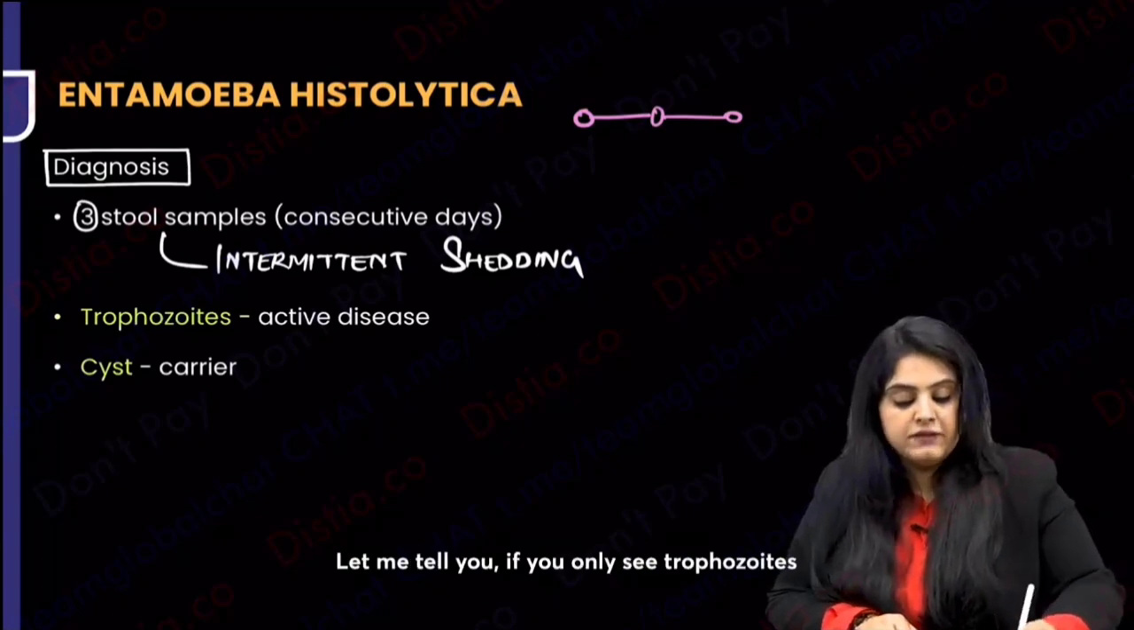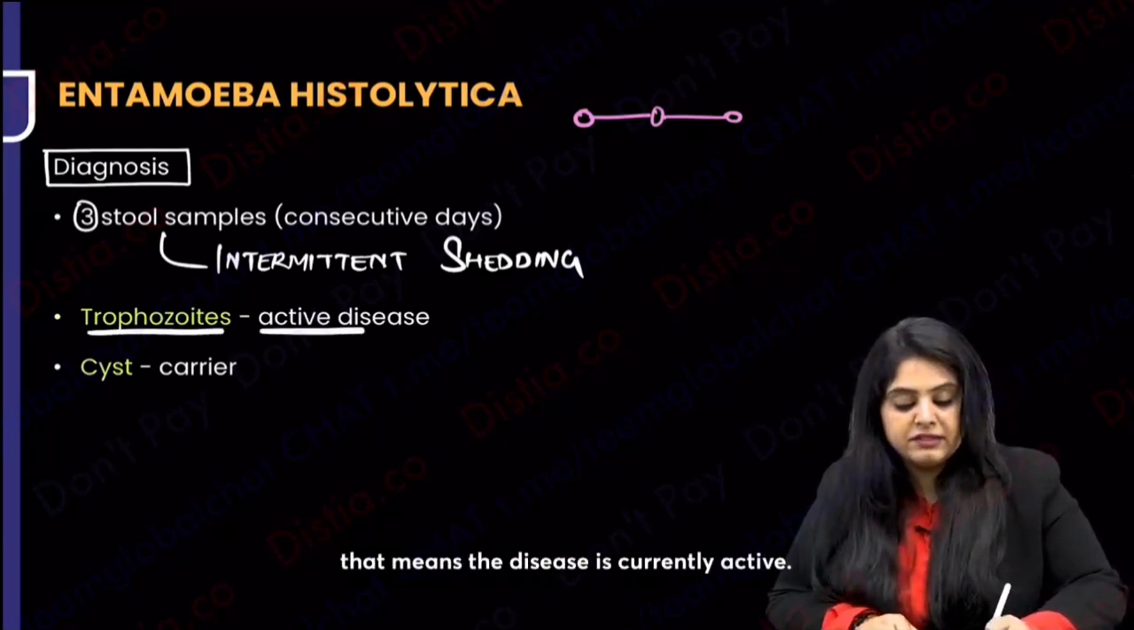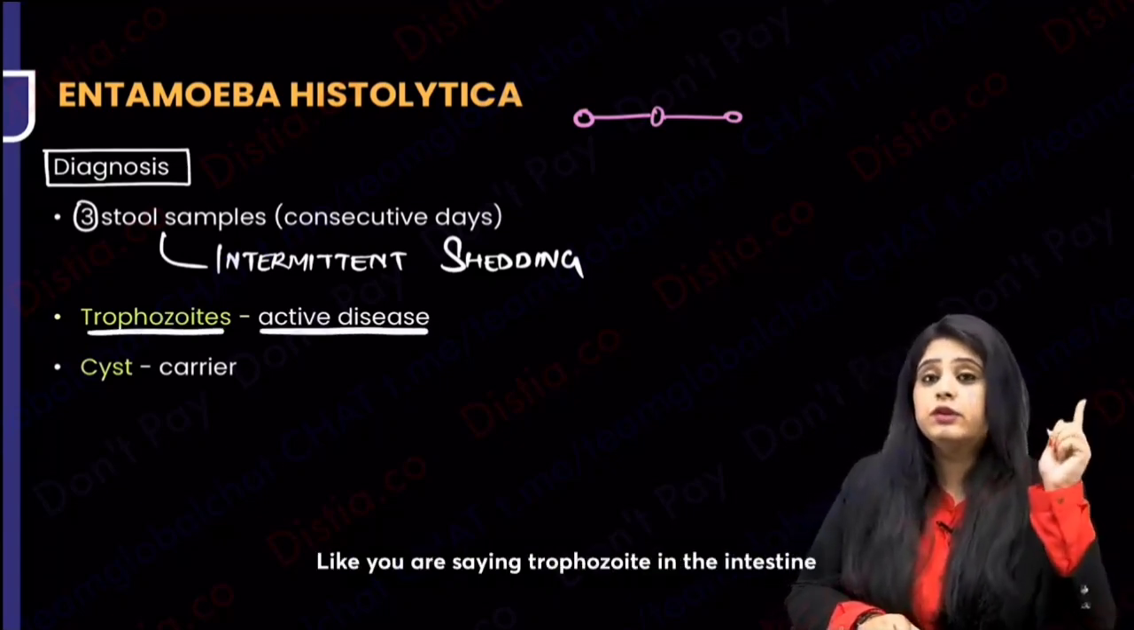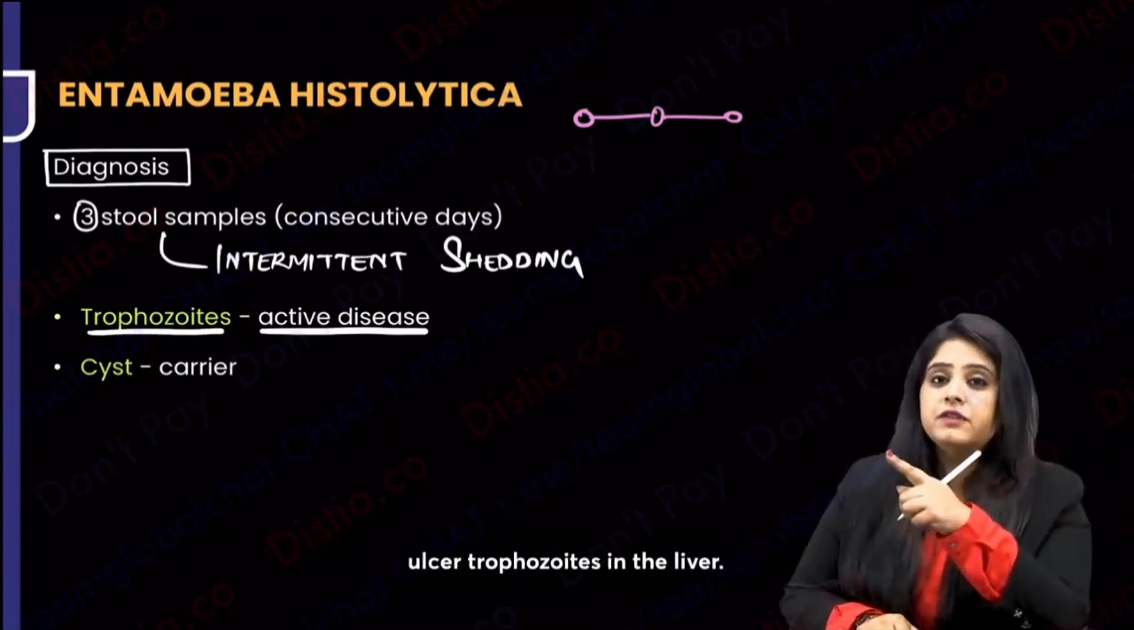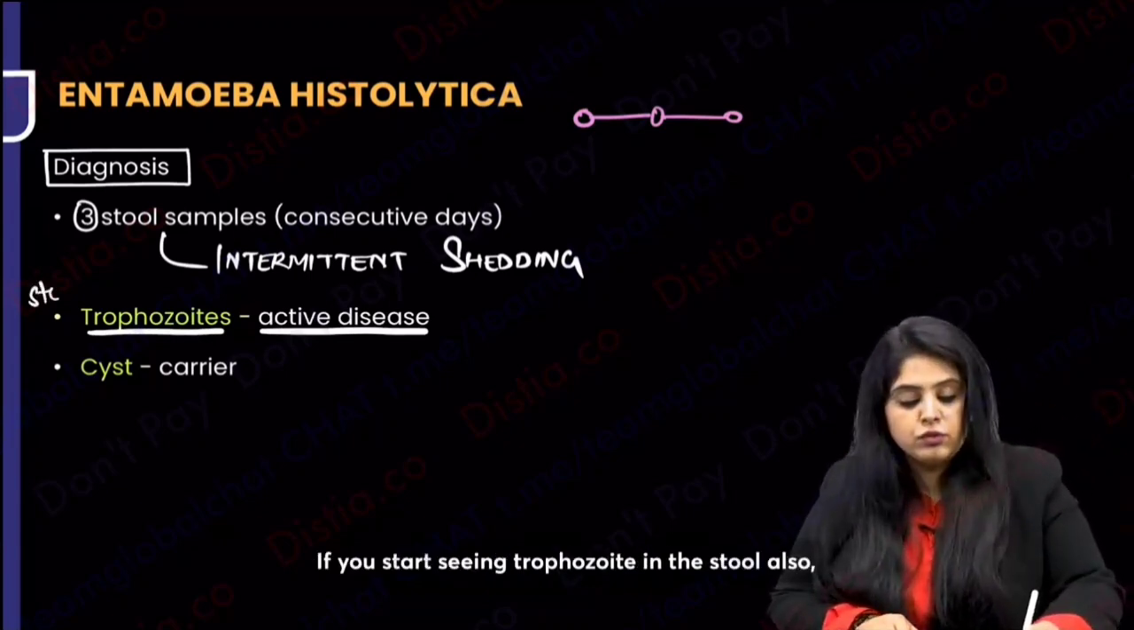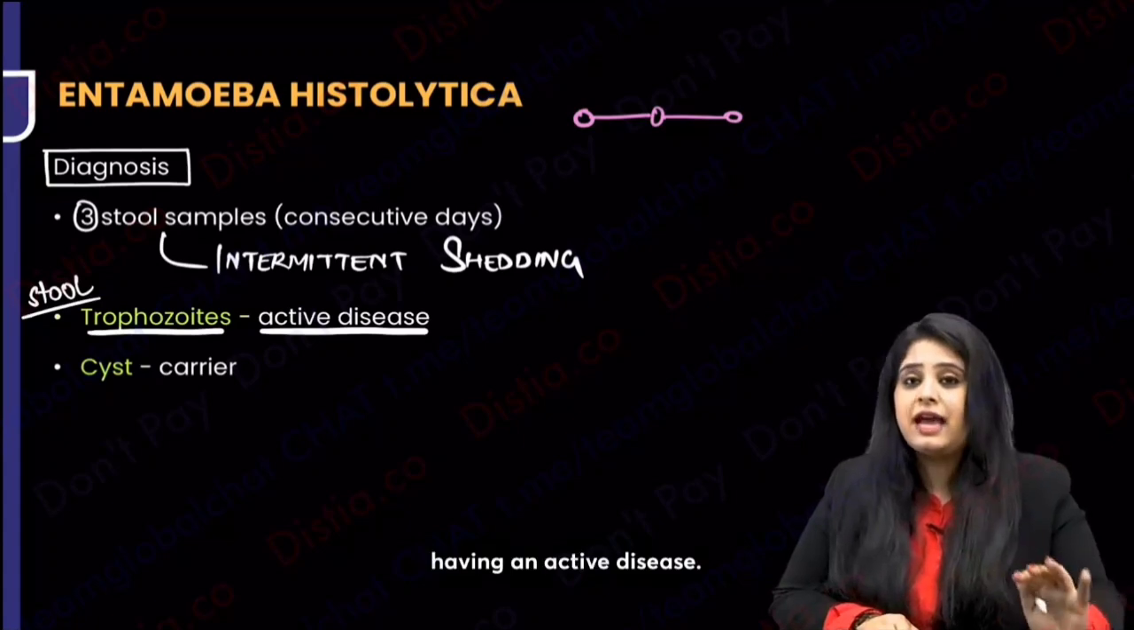Let me tell you, if you only see trophozoites, that means the disease is currently active. Like you were seeing trophozoite in the intestine ulcer, trophozoites in the liver. If you start seeing trophozoite in the stool also, this means the patient is currently having an active disease.